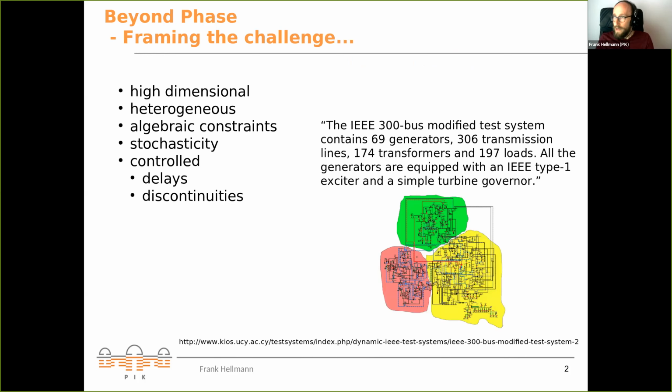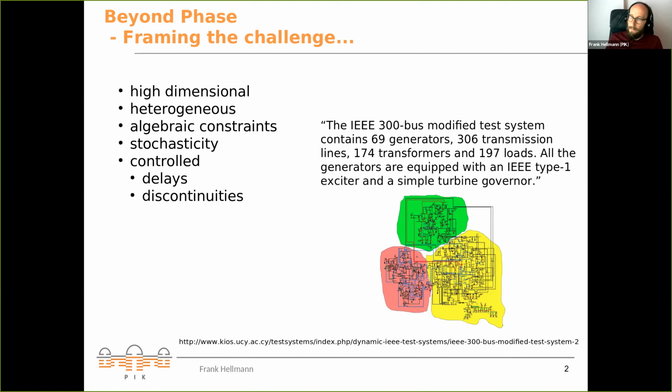Real power grids are not just rotors. They're highly complex, highly heterogeneous systems, certainly high dimensional. We have many nodes, heterogeneous, as I just said. The models that are standardly used for them have algebraic constraints in them. They're not pure ODEs. We certainly have stochasticity. We have control action in them, which leads to delays and discontinuities. And that's just the existing power grid system.